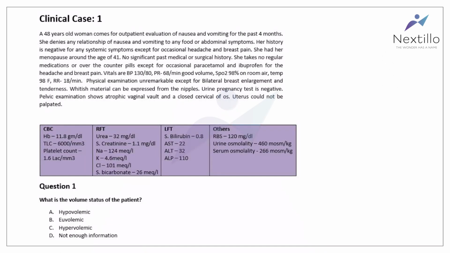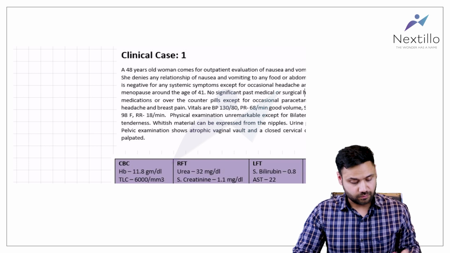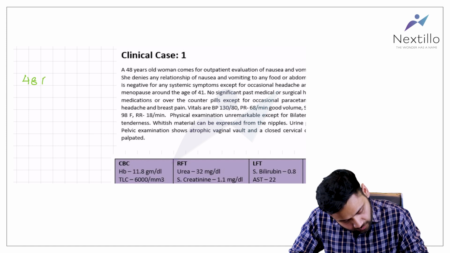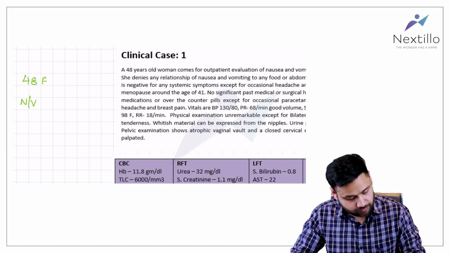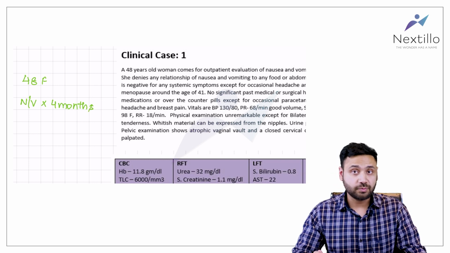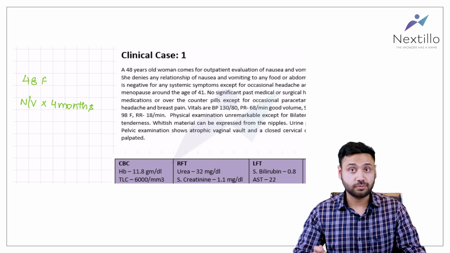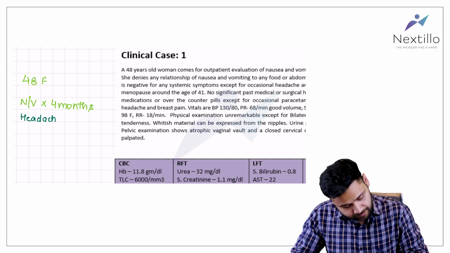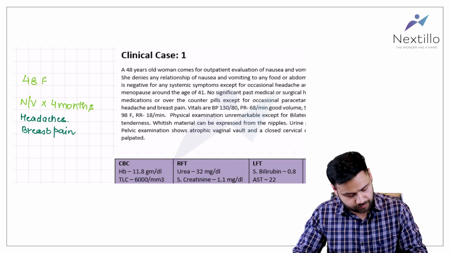So the first case that we have is displayed on the screen. And here we go. So this case is a 48 female with nausea and vomiting for the past 4 months. And she says there is no relationship of nausea and vomiting to any food or abdominal symptoms, and this has to be noted. She also experiences headaches, breast pain, for which she takes ibuprofen and paracetamol.